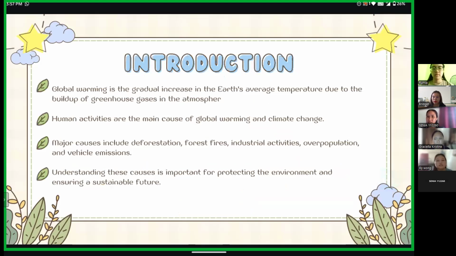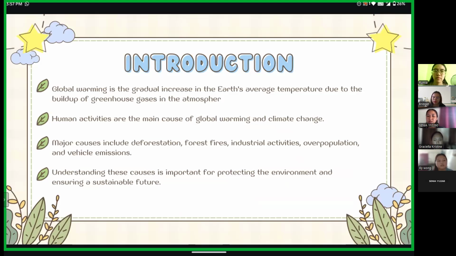For the introduction, global warming is the gradual increase in the Earth's average temperature over time. This happens mainly because of the increase of greenhouse gases in the atmosphere, such as carbon dioxide, methane, and nitrous oxide. These gases trap heat from the sun inside the Earth's atmosphere, making the Earth warmer than usual. This is also known as the greenhouse effect.